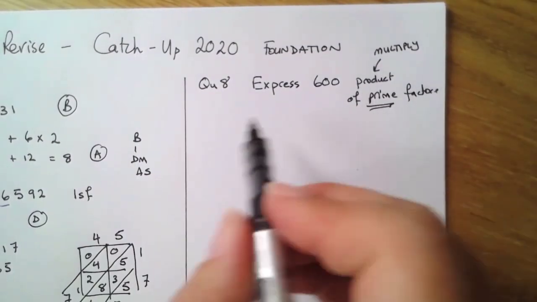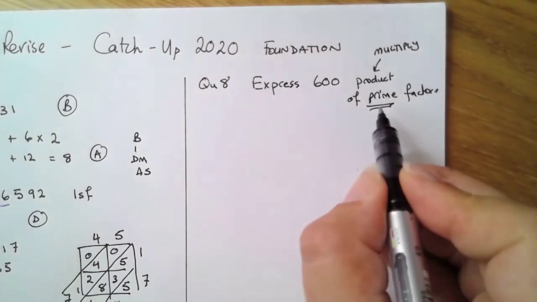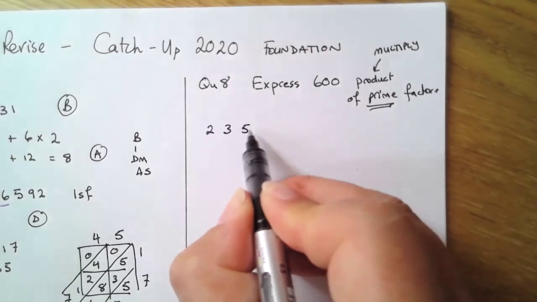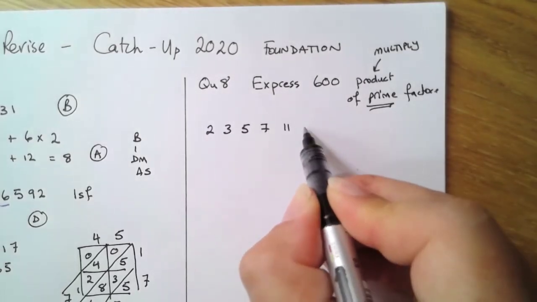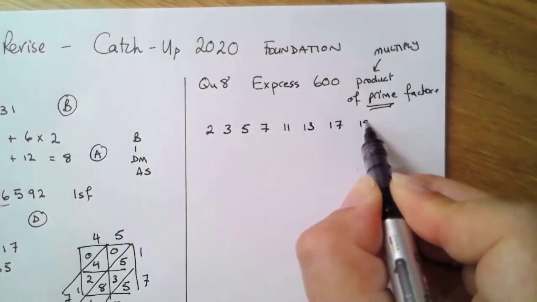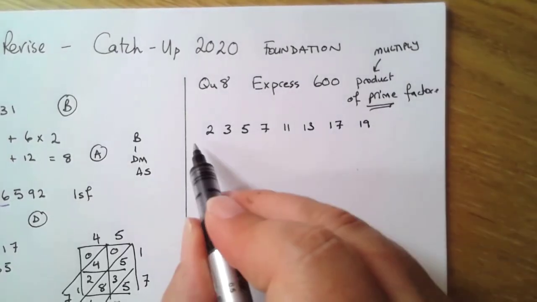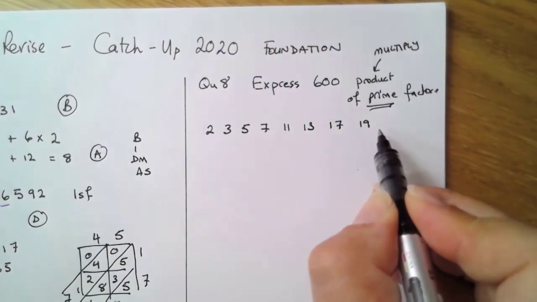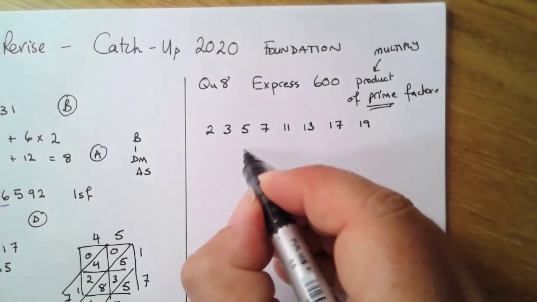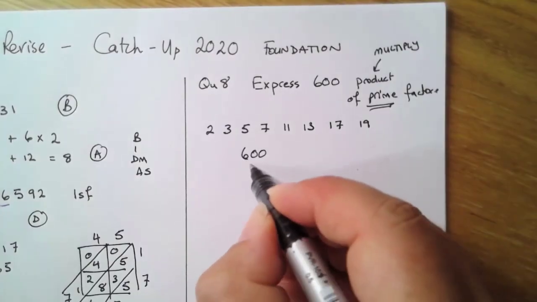If you need to, write your prime numbers down at the top. 2, 3, 5, 7, 11, 13, 15, 17, and 19. There are 8 between 1 and 20. We often don't need all of them, but we're going to put them at the top, so I've got that to refer to.